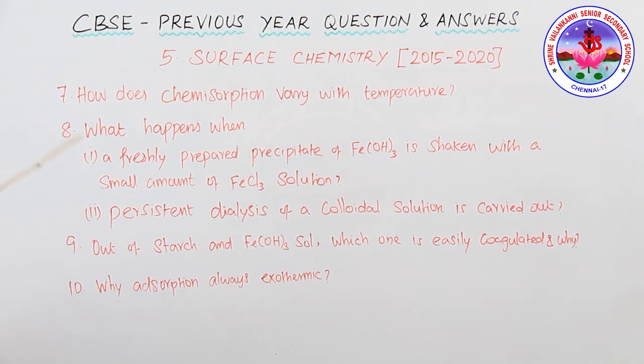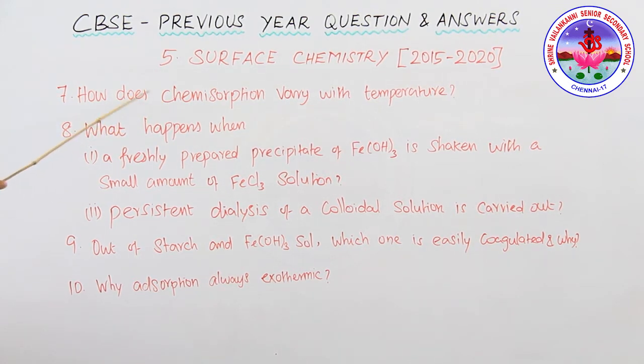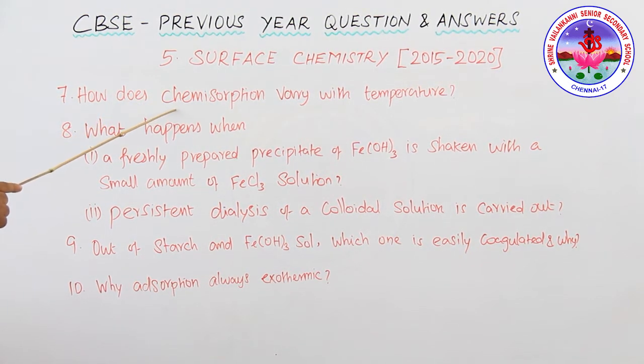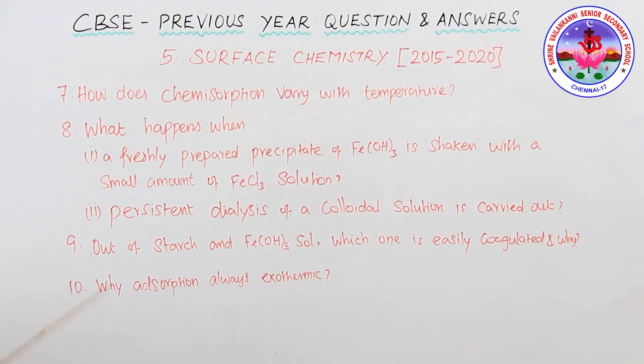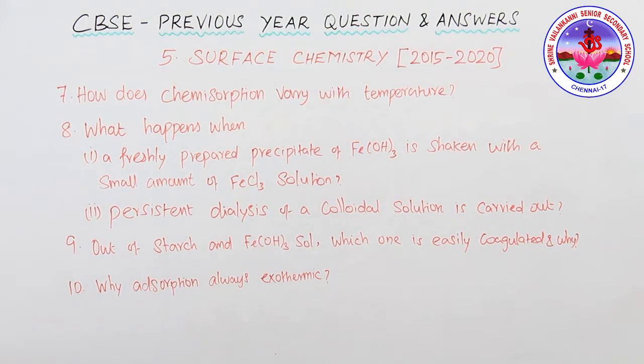So, because some activation energy is needed for formation of the covalent bond, but at high temperature the bond will break. So, how does chemisorption vary with temperature? You have to write that chemisorption first increases and then decreases with increasing temperature, because some activation energy is needed for formation of the covalent bond, but at high temperature the bond will break. So, this is the answer.